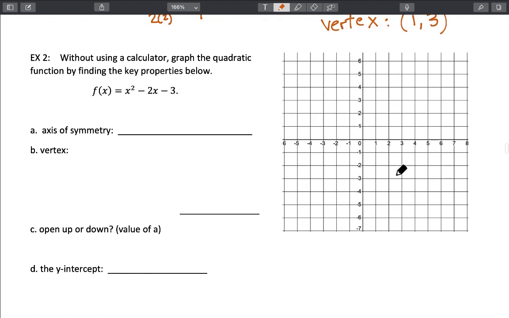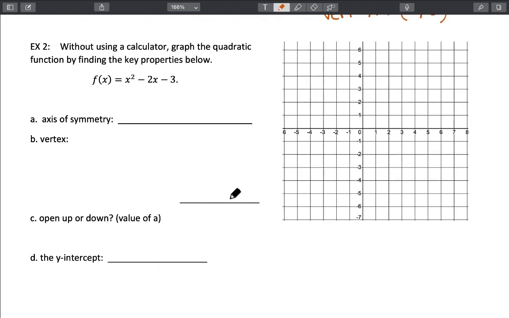All right, example 2. Getting into some tricky business. Again, we're going to try to do everything here without a graphing calculator. We want you to know all of the properties of a quadratic and be able to determine what its graph looks like just by looking at the equation. So graph the quadratic function by finding the key properties below.